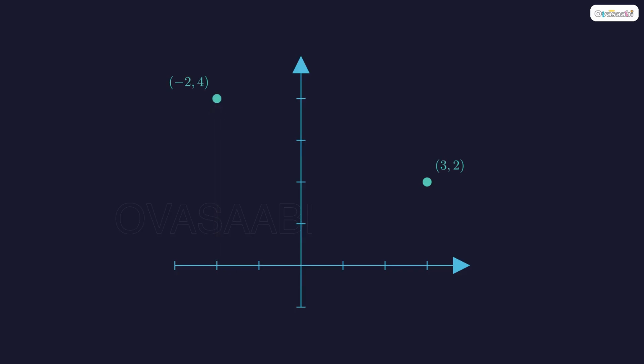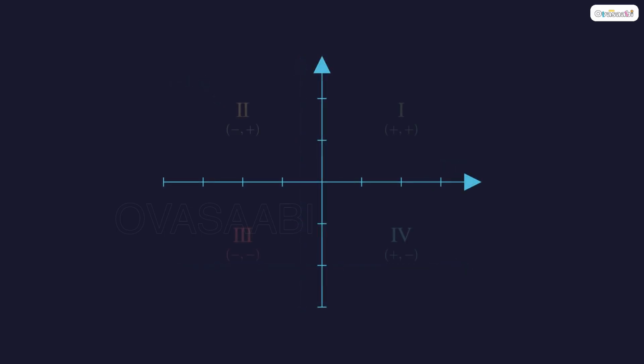To plot 3, 2, walk 3 steps right, then 2 steps up. Always x first, then y, like reading a book. The axes split the plane into 4 quadrants. Watch the signs. Quadrant 1 is positive, positive, then rotate anti-clockwise.